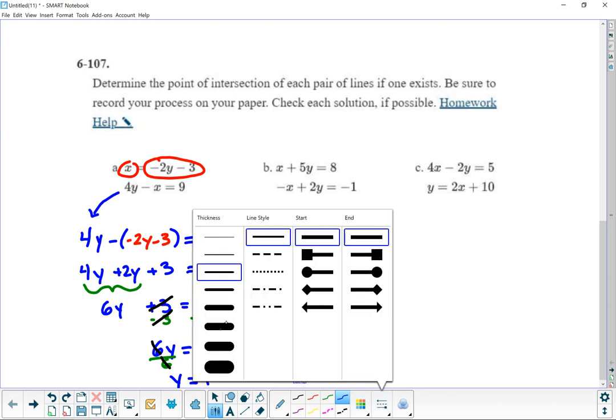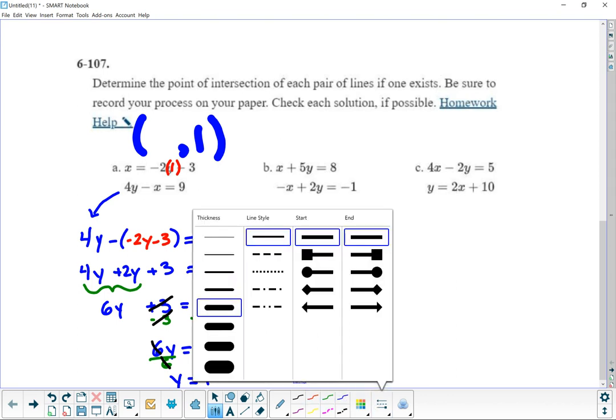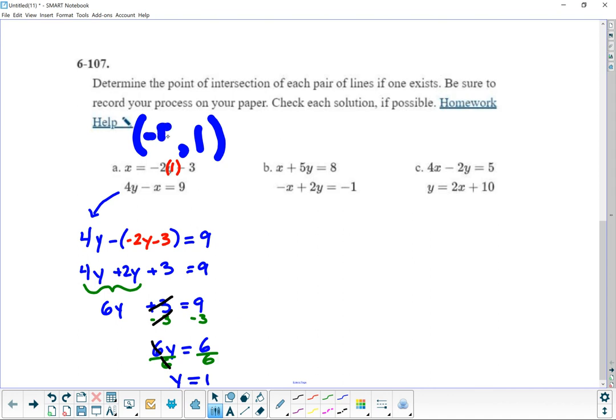All right, so our answer so far looks like this. All we know so far is y is equal to 1. If y is equal to 1, let's put it in place of the y. Right here, we know y is 1. We put it right there. So we will have negative 2 times 1, which is negative 2. Negative 2 minus 3 gets me negative 5.